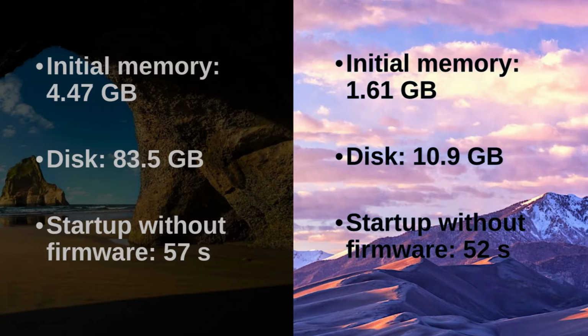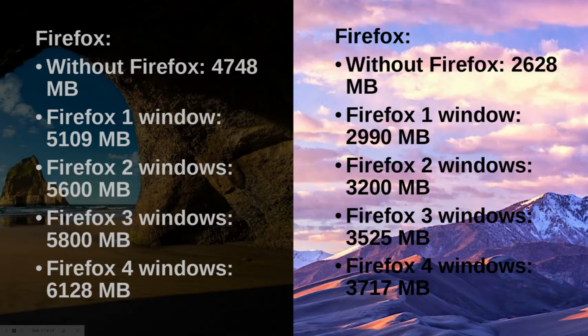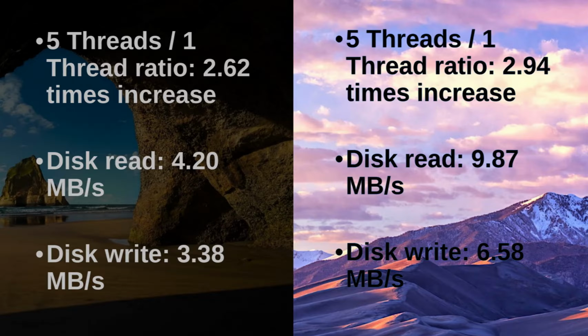In initial memory, Zorin consumed less, 1.61 GB versus 4.47 GB. On disk, Zorin installed less, 10.9 GB versus 83.5 GB. Boot time, Zorin used 52 seconds compared to 57. Regarding the memory consumed by Firefox, Zorin, with an initial memory of 2,628 MB, increased its memory by 267 MB per window. Windows started with 4,748 MB and used 412 MB per window.